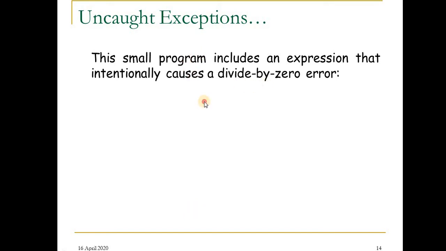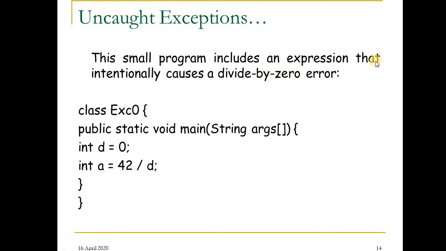So we have a small program here which includes an expression that intentionally causes a divide by zero error. Let us see this: class Exec0, public static void main, String args, int d is equal to 0, int a is equal to 42 divided by d. Here we are trying to divide a number by 0. Whenever we try to divide a number by 0, an ArithmeticException will arise.